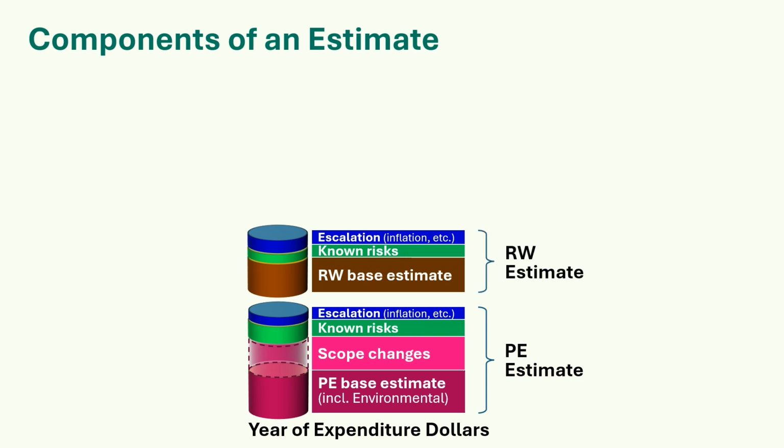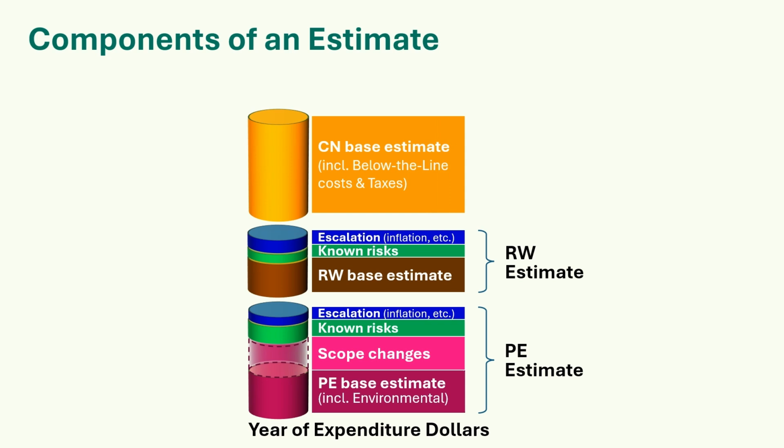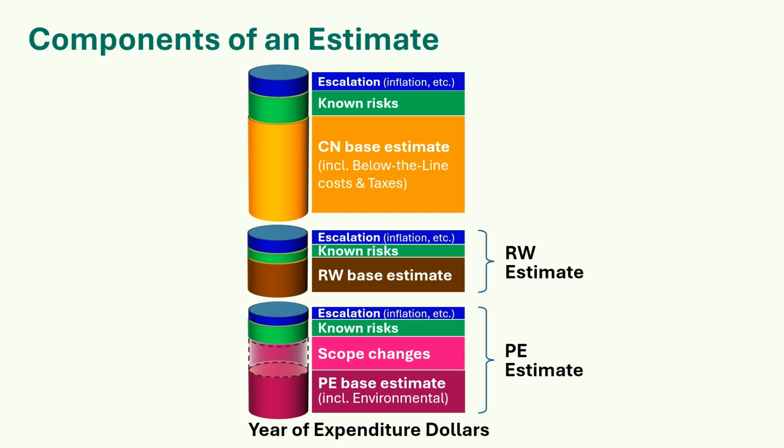Your construction estimate is comprised of the base estimate in today's dollars. This includes WSDOT's contract administration, including the management, inspection, compliance monitoring, closeout, and nearly everything in the construction phase, including the contractor's payments. It also includes below-the-line costs and taxes. Some known risks. An escalation to the year of expenditure.